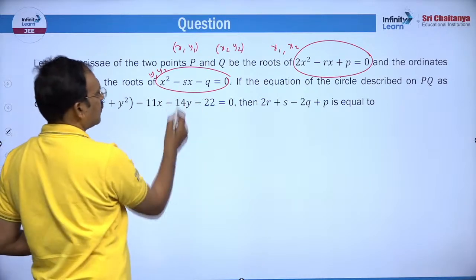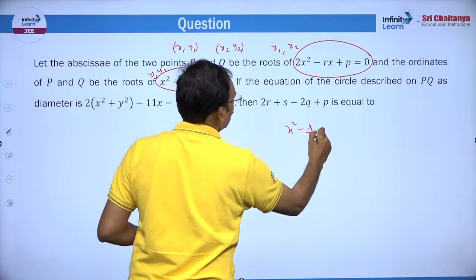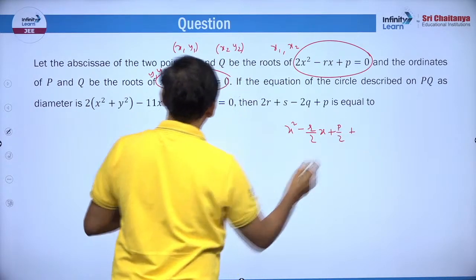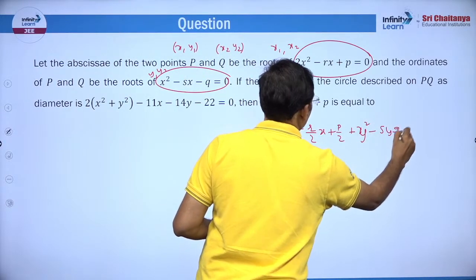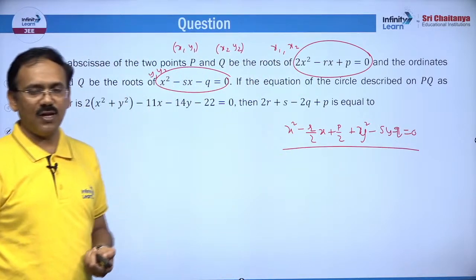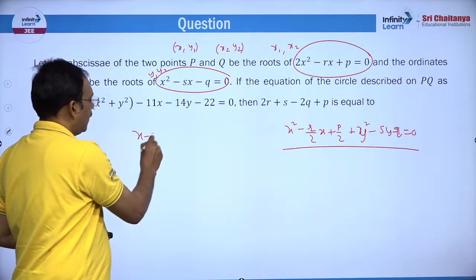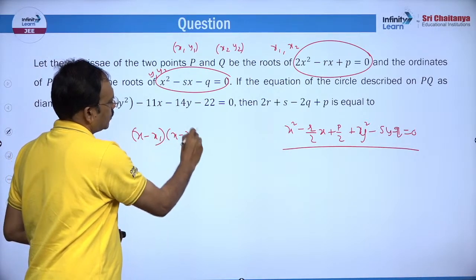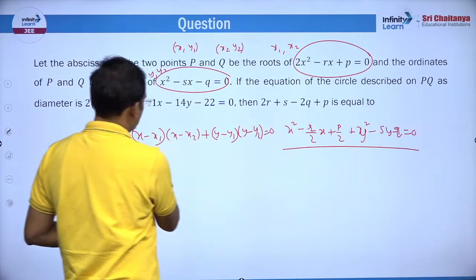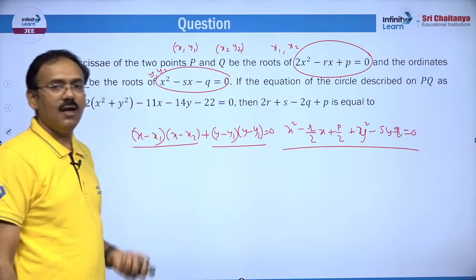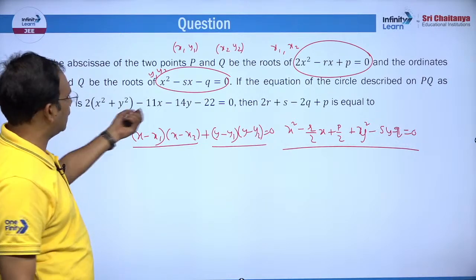I think friends, you know the circle described. So you try to write in terms of this, you can write x square minus r by 2 into x plus p by 2 plus y square minus sy minus q equal to 0 is the circle equation. I think you know, dear friends, because the equation with PQ as diameter ends will be x minus x1 into x minus x2 plus y minus y1 into y minus y2 is equal to 0. That means this quadratic equation plus this quadratic equation, by maintaining x square, y square coefficients 1, you have to add and simplify.